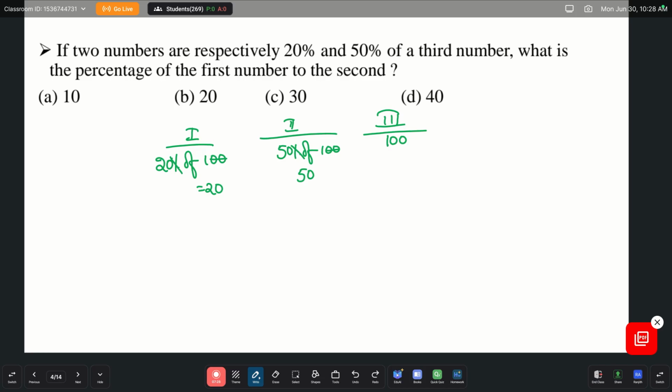So he is asking the percent of the first number to the second number. So we need to compare the first number to the second number. The first number is 20, the second number is 50, into 100. 5 ones are 5, 5 twos are 10, so 20 into 2 will be equal to 40%. So the answer is 40%.